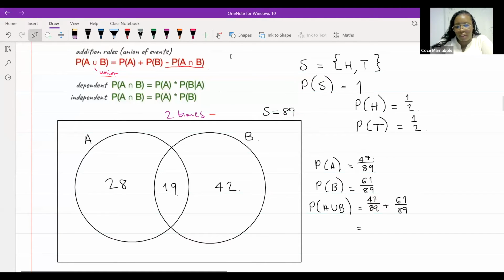89 equals S, oh yeah, that's the sample size. Oh, sorry, it looks like a 5. No worry. Guys, my handwriting is not that bad.